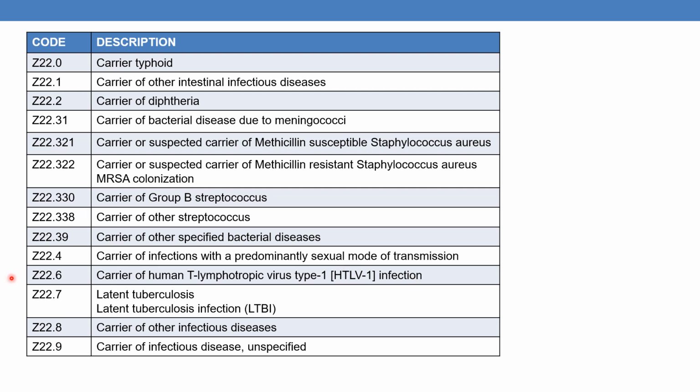The next is Z22.6. It indicates carrier of human T lymphotropic virus type 1, HTLV-1 infection. The next is Z22.7, latent tuberculosis or latent tuberculosis infection, LTBI. The next is Z22.8. It deals with carrier of other infectious diseases. The next is Z22.9, carrier of infectious disease unspecified. These are the various Z22 codes.